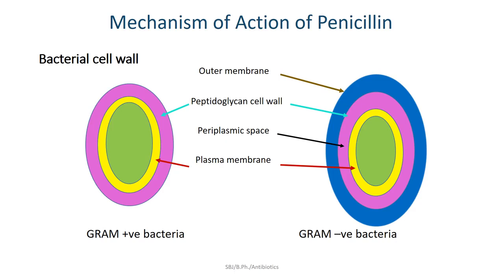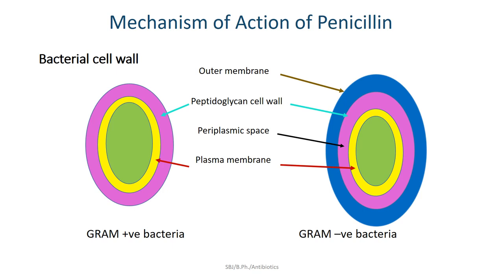Now, to understand how the beta-lactams do this, let us see the structure of bacterial cell wall. This figure here is just a representative diagram of the cell wall of bacteria. The bacteria are classified into gram-positive and gram-negative bacteria. The gram-positive bacteria consist of peptidoglycan cell wall and periplasmic membrane. The gram-negative bacteria consist of an additional outer membrane.